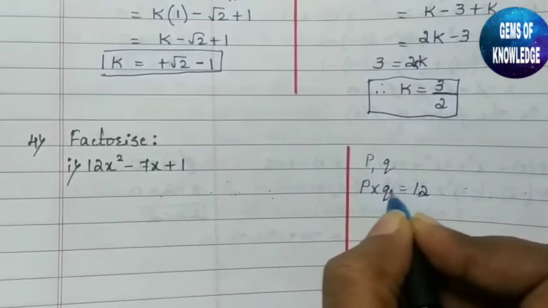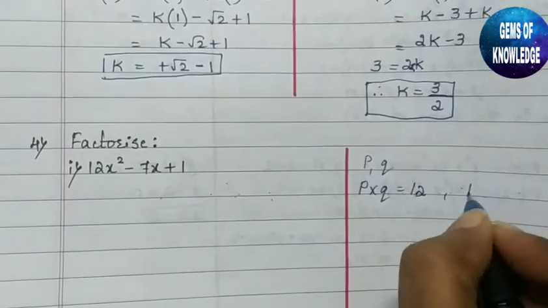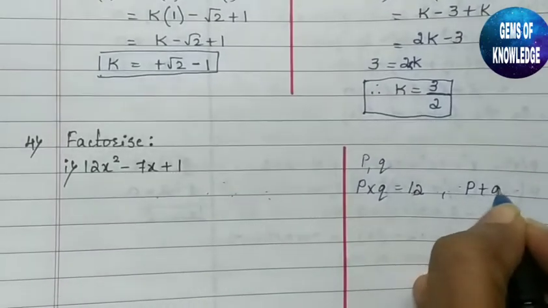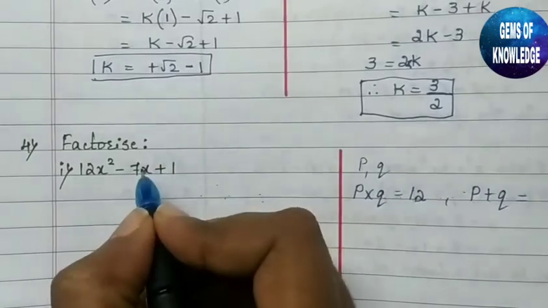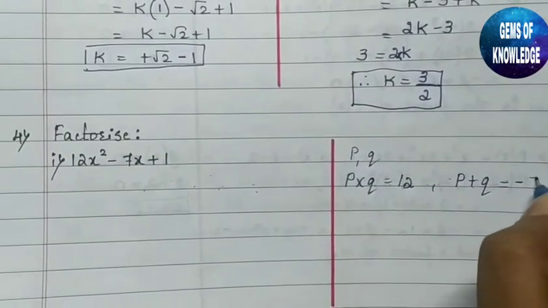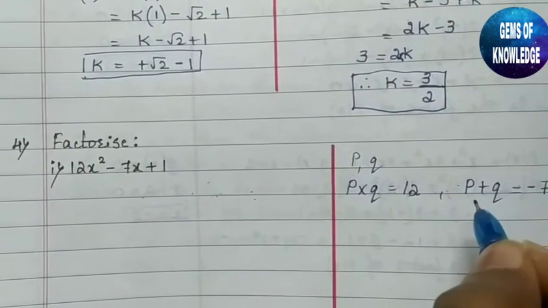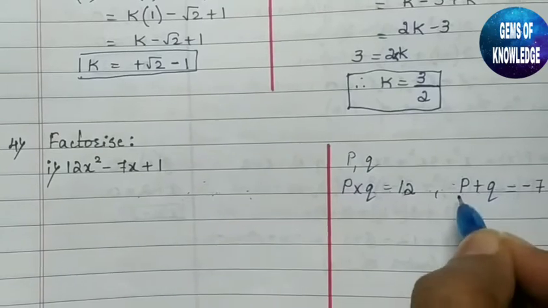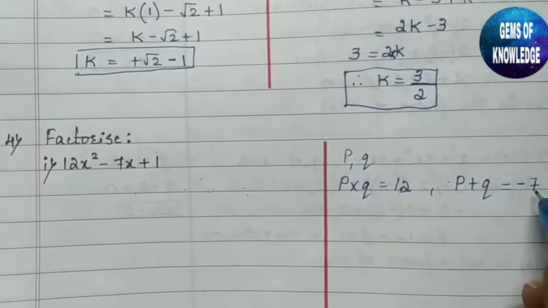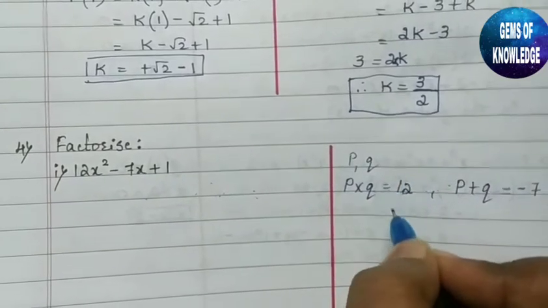When you multiply these two numbers, you need to get 12, and when you add them, that is p plus q, you need to get the middle number, that is minus 7. So you have to find the two values such that when you add them, you get minus 7, and when you multiply them, you get plus 12.